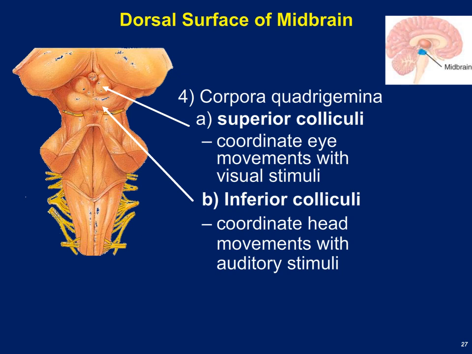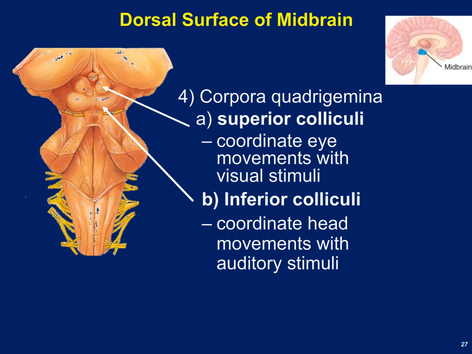The last feature that I want to mention are the corpora quadrigemina. This literally means the four bumps or four bodies, and I like to think of them as the four butt cheeks, because if you look at them in an actual sheep brain or human brain, they actually look like four butt cheeks. Okay, so the corpora quadrigemina consists of two different sets of colliculi.